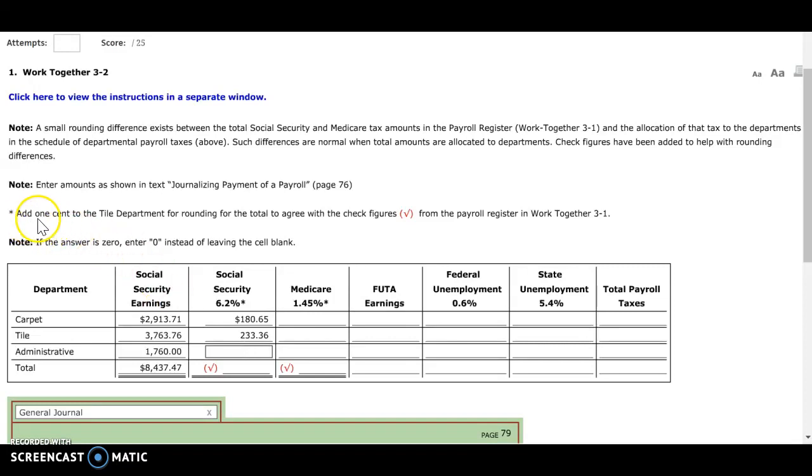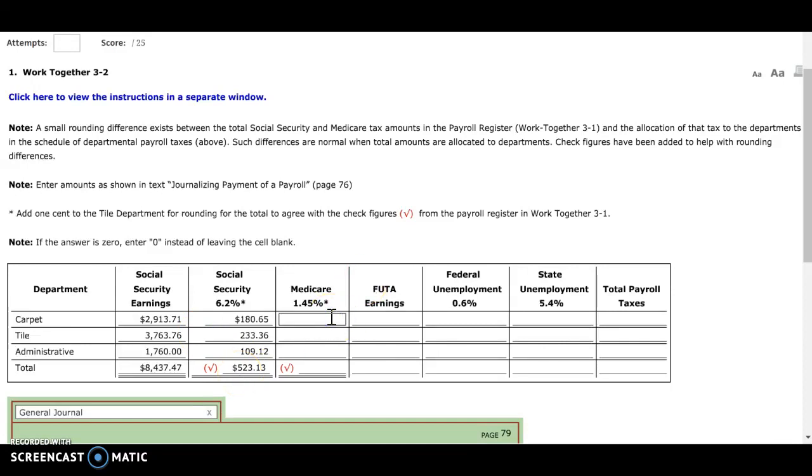And here it says add 1 cent to the tile department for rounding for the total to agree with the checks. So this is where I got that extra cent, because when we figure it out, it should be 35. So pay attention to that if they give that to you. All right, and last one for administrative is going to be 109.12. Okay, I'm going to add those 3 together, which should equal this 523.13, and this is where that check is. This is making sure that we're right.